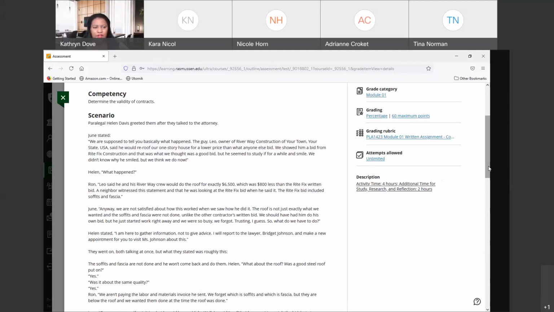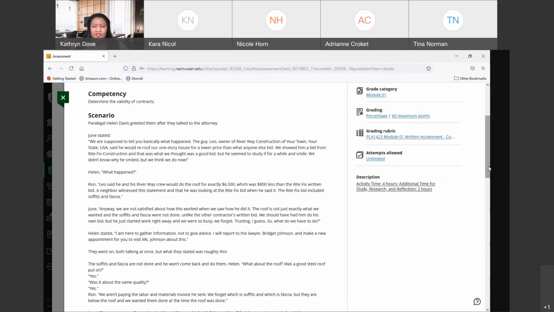The client says Leo and his construction crew agreed to do the roof for $6,500, which was $800 less than the other bid that we got. My neighbor witnessed this statement, and he noticed that Leo was looking at the other bid. The bid included soffits and fascia.